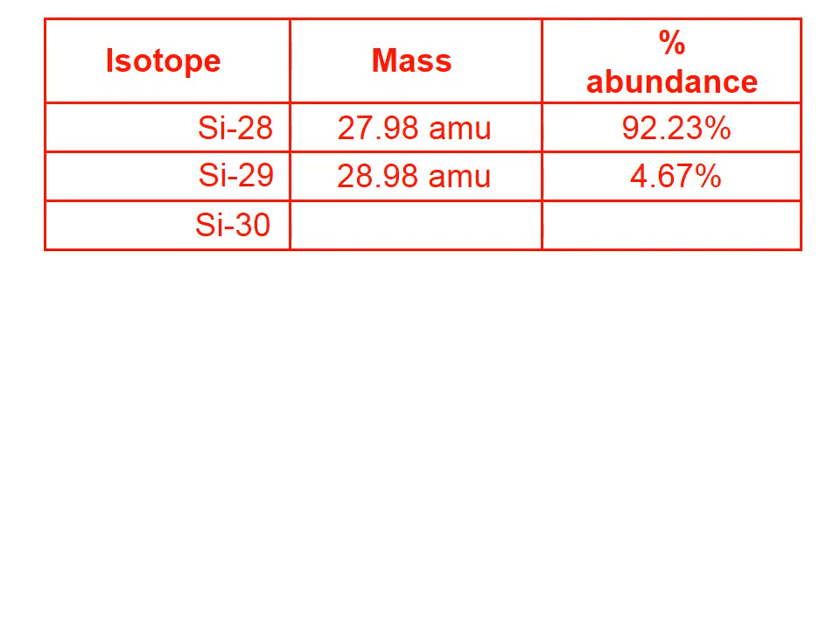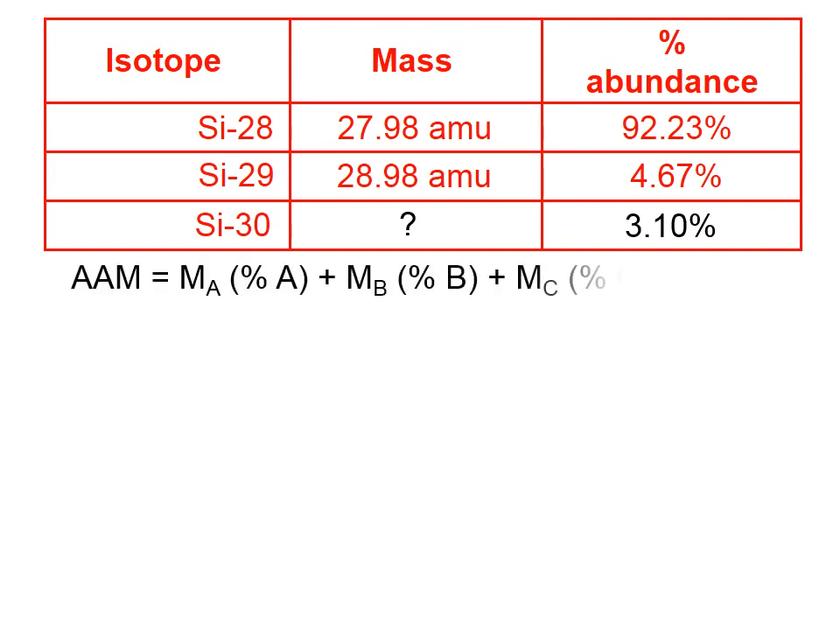Let's try another problem. Here we have 3 isotopes of silicon. We're given the masses of 2 of them, and we're given the percent abundance of 2 of them, and we need to fill out the rest of the table. Well, filling out the percent abundance is quite easy because the sum of these 3 percentages must be 100%. But we don't know the mass of silicon-30. How are we going to find this?